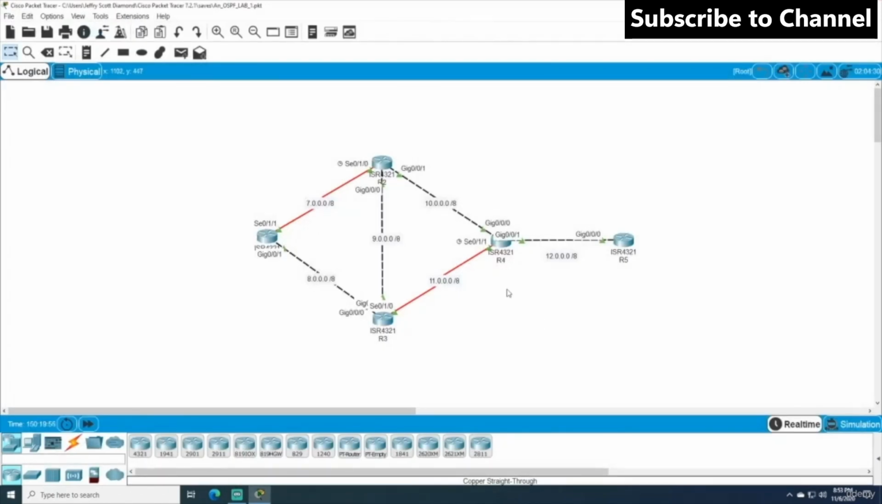And now let's log in to router 4 and run the same command so we can see the difference. Remember, we didn't see a 7,000 or an 11,000 on that database. So let's confirm the same thing on router 4, and then we'll finish with router 5.